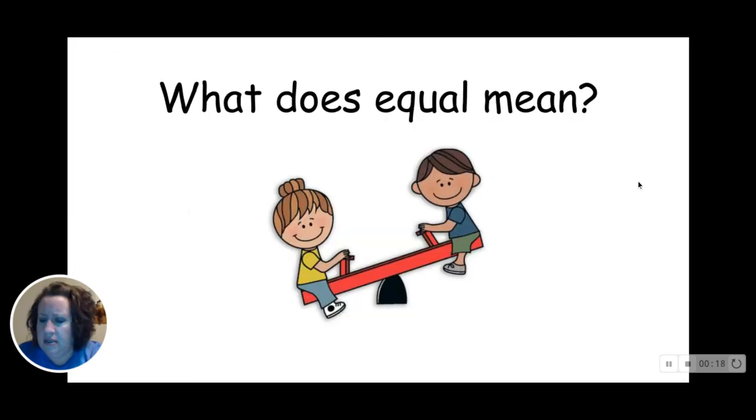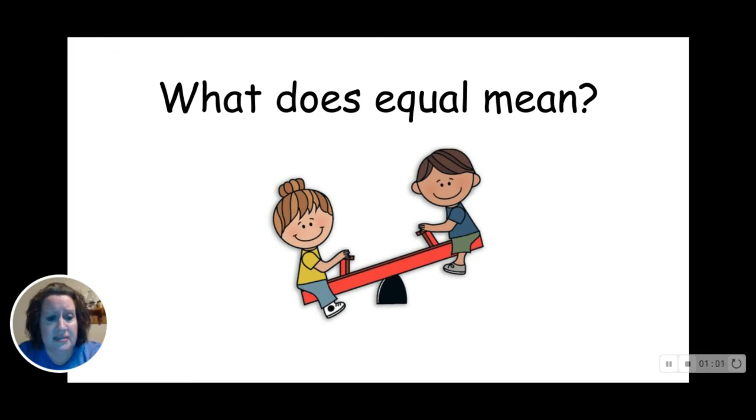First of all, what does that equal sign mean? What does it mean to be equal? Well, it means that what's on both sides of the equal sign have the same value. When I think about the equal sign, I think about a seesaw, and that's why I have this picture here. The middle of the seesaw, that little black part, the balancing part, that's like the equal sign. And if you have one person on each end, and they are the same weight, then it's going to balance.